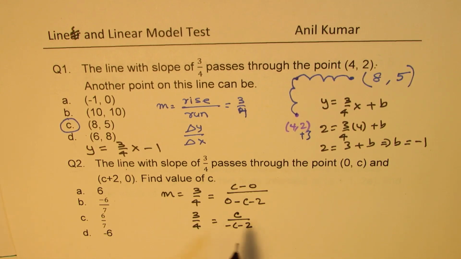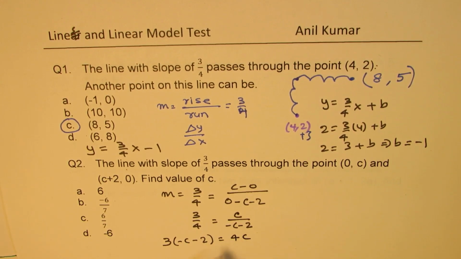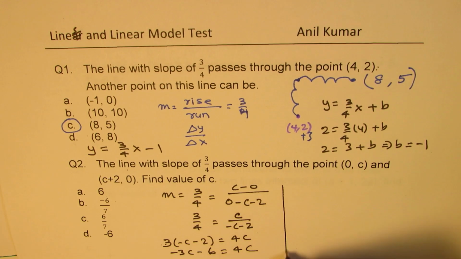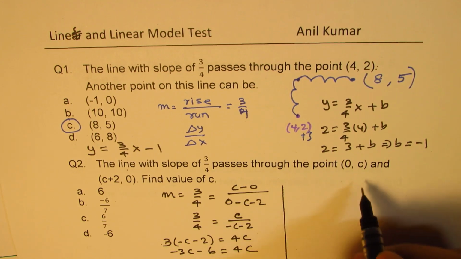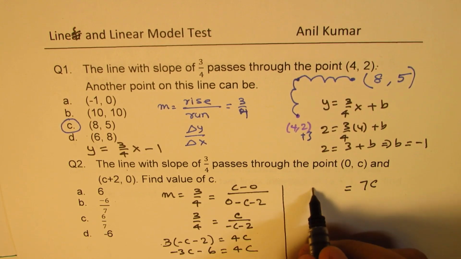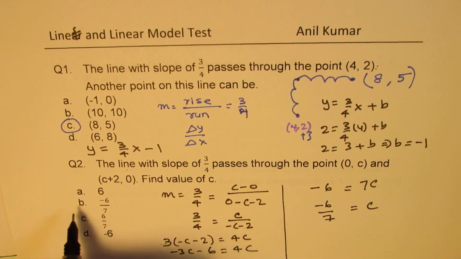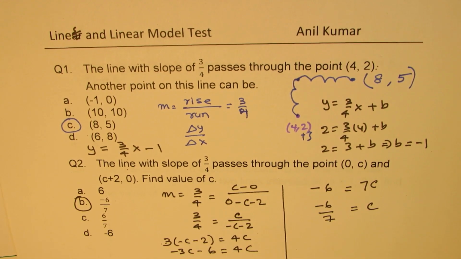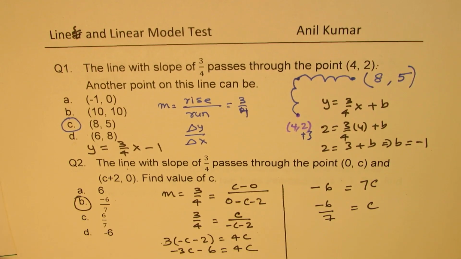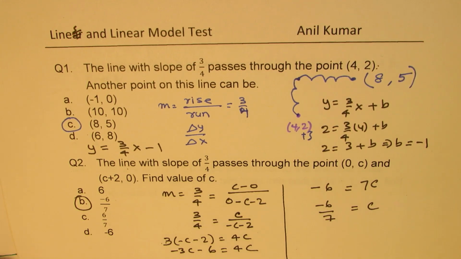We can now cross multiply. So we can say 3 times -(c + 2) = 4c, which is -3c - 6 = 4c. Bringing this to the right side gives us 7c, and we are left with -6. So -6 divided by 7 is equal to c, which is option B for us. So that is how we can actually solve the second question. You have to do these calculations to get the right answer. I hope it makes sense, right?